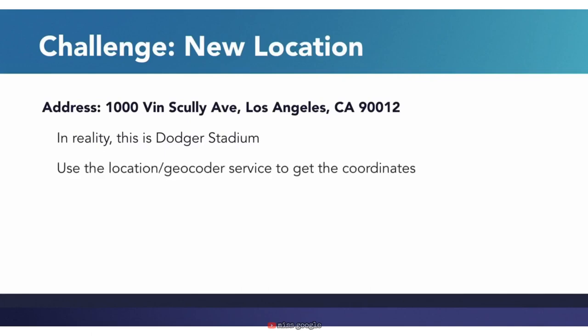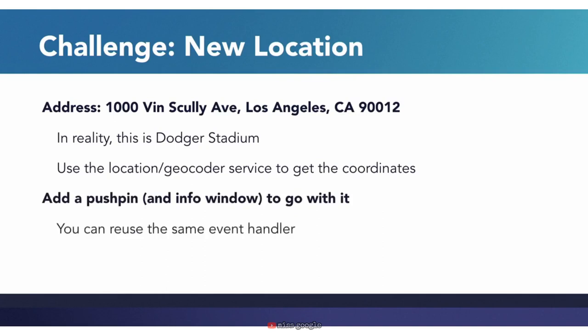You can use the location's geocoder service from the Bing Maps API to get the coordinates. We're going to need to add a pushpin for this location and maybe an info window. I'm going to leave that to you to decide if you need to add a new one or not. The click event handler we can definitely reuse. I'll give you that hint.